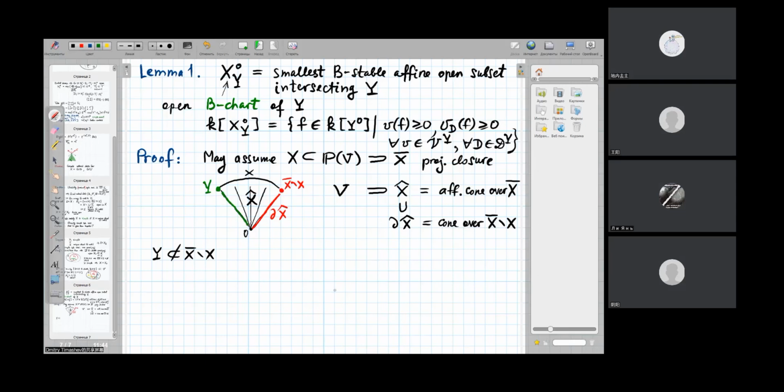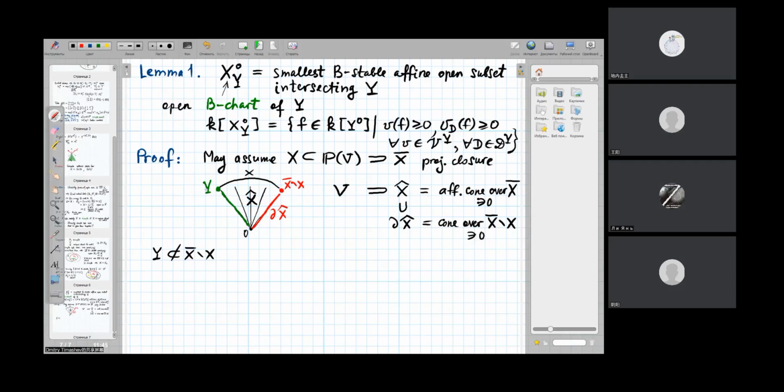No. When I'm considering X hat, I am considering the affine cone. So it is an affine variety. It is closed in V, and it contains origin. X hat contains origin. Let me write it here. So this guy contains origin. This guy also contains origin.